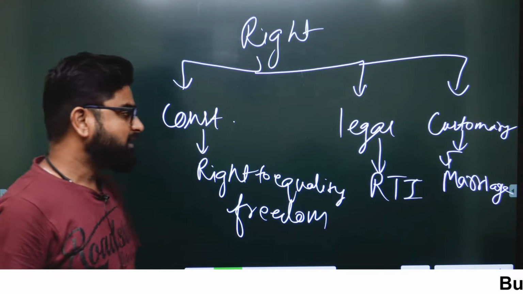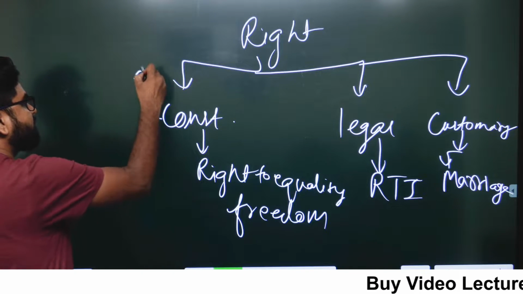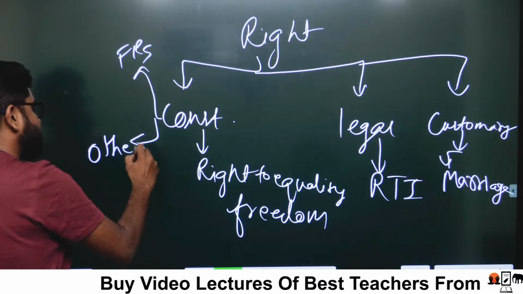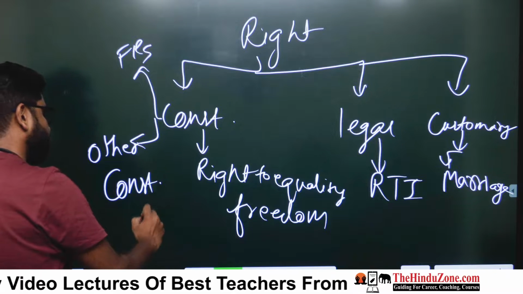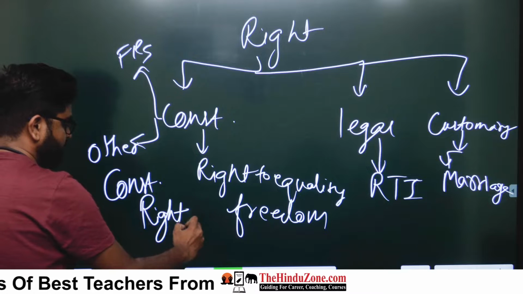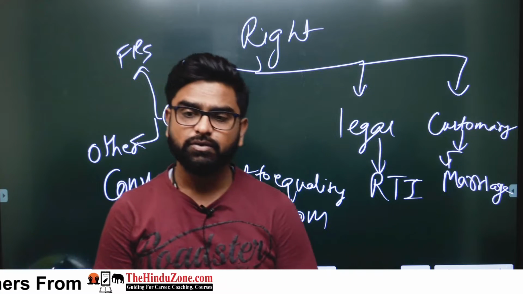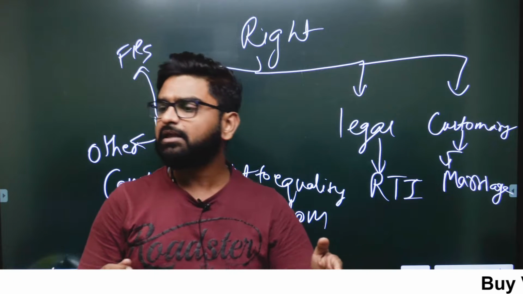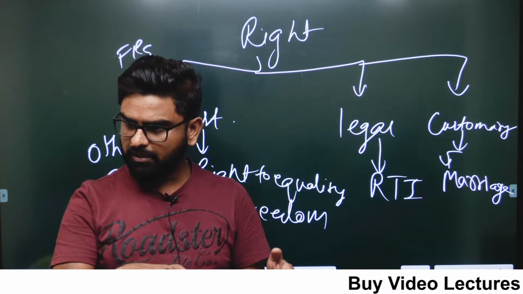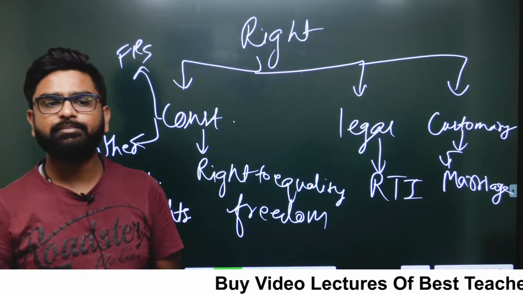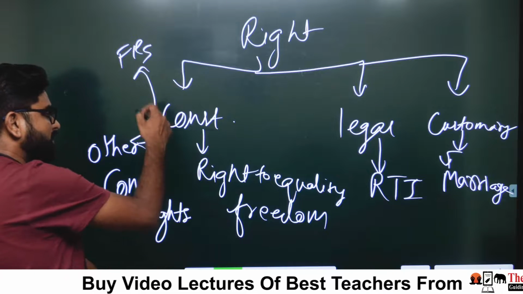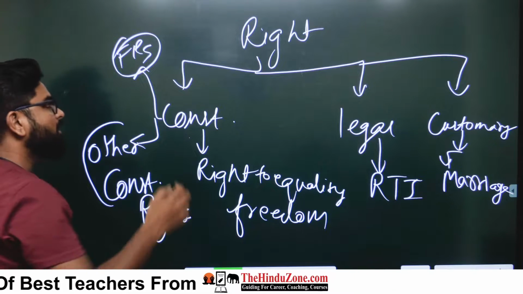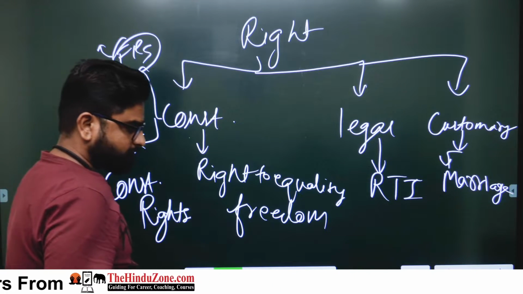This much is clear. Within constitutional rights, there are two kinds of rights. One is fundamental rights, the other is other constitutional rights. Now, this is the definition we need to understand. Constitutional right means rights given by the Constitution, and other rights are in the constitution but not in the chapter of fundamental rights. So all these are constitutional rights. Within constitutional rights, you have fundamental rights and other rights. This much is clear.